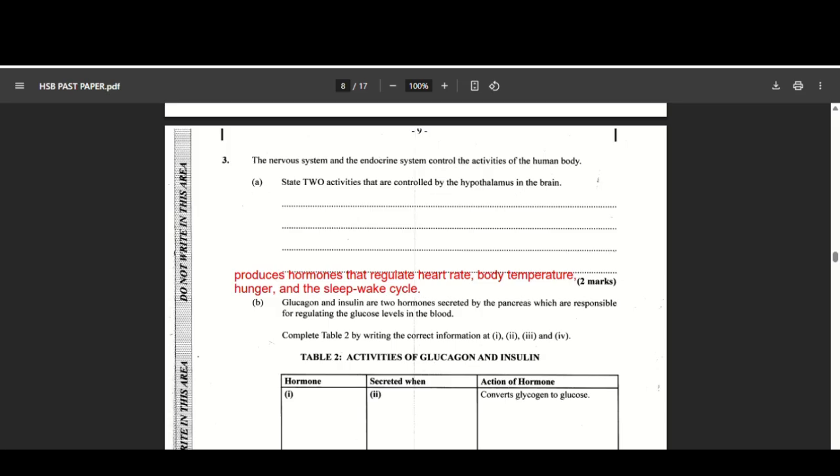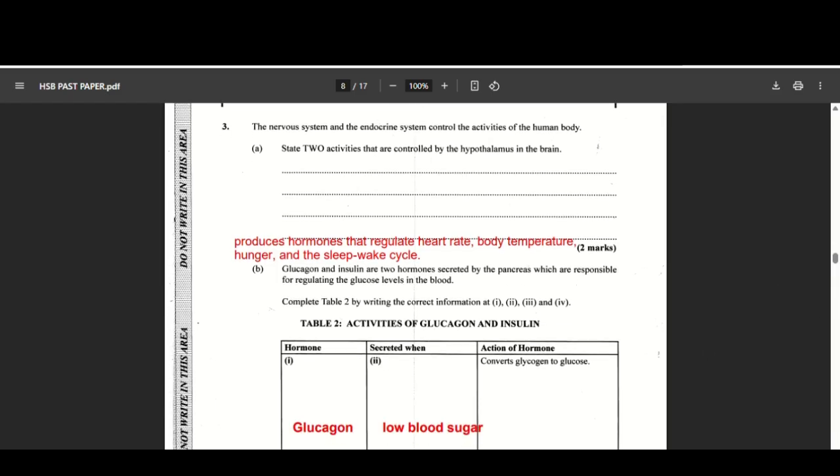Basically, say two activities that are controlled by the hypothalamus in the brain. The hypothalamus is kind of like in the middle of the brain. What it does is produce hormones that regulate heart rate, body temperature, hunger, as well as the sleep-wake cycle. So you can just choose any two in order to get the 2 marks.